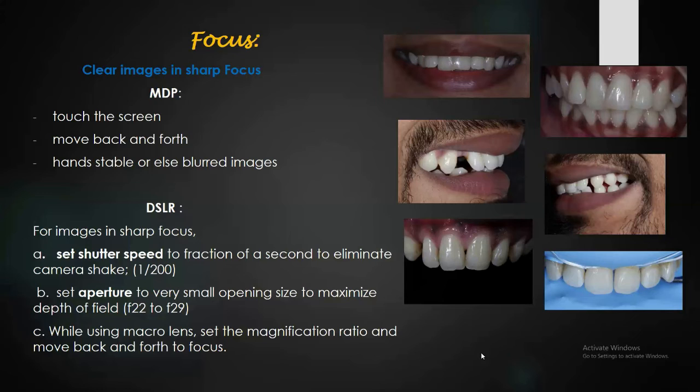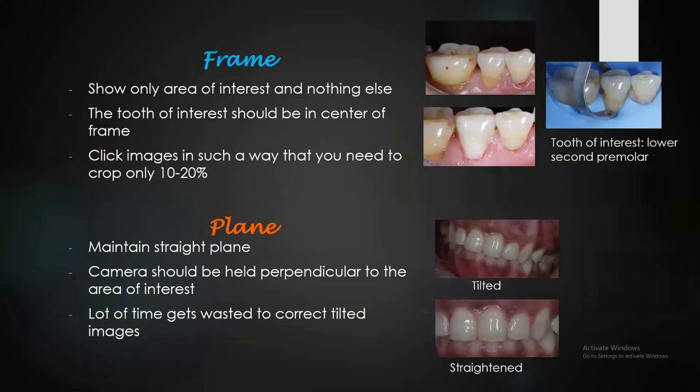So once you have set the magnification ratio, you just need to move a bit back and forth till you get the image in focus. Only when you see through the eye finder that the image is in focus, then you click the button and capture the image.